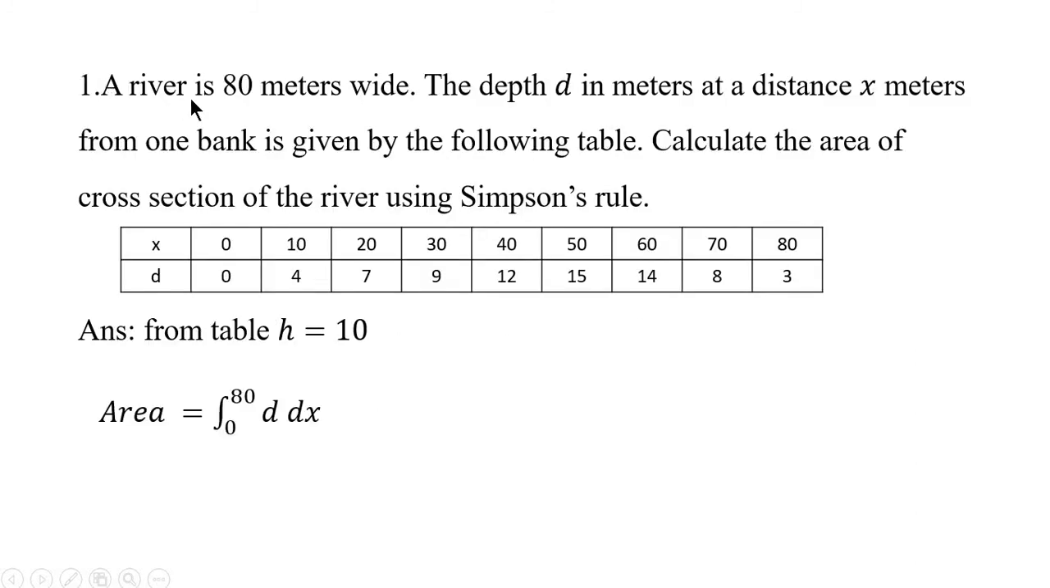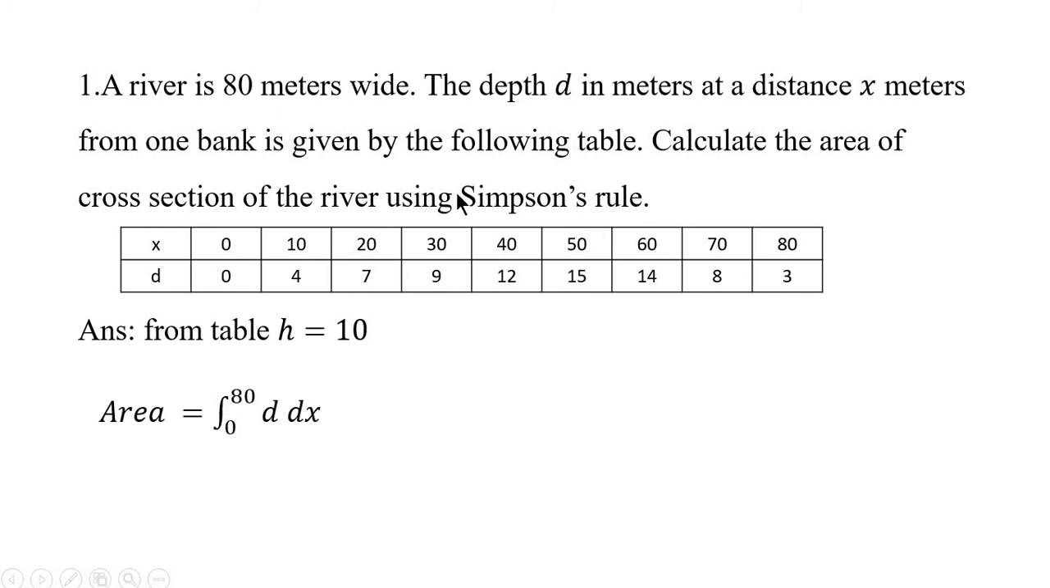Problem 1. A river is 80 meters wide. The depth d in meters at a distance x meters from one bank is given by the following table. Calculate the area of the cross section of the river using Simpson's one-third rule.